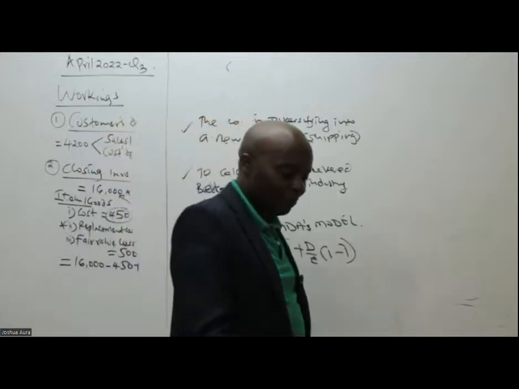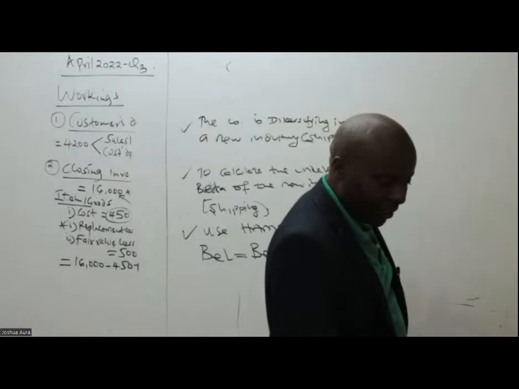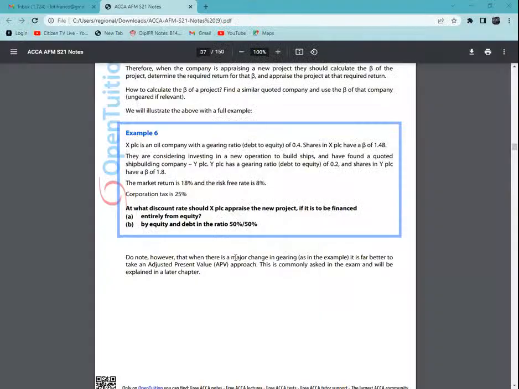Now come here, slowly. These are those things that, if you don't know them, will bother you a lot. Now, XPLC is an oil company with a gearing ratio, debt to equity, of 0.4. Shares of this XPLC have a beta of 1.48. So the beta of this own company, 1.48, is irrelevant.